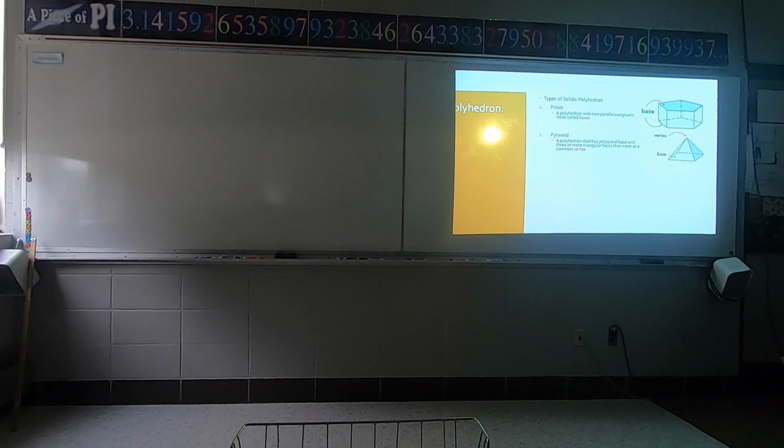So here it is. A pyramid is a polyhedron that has a polygonal base and 3 or more triangle faces that go up in the air and meet at a singularity or a vertex.